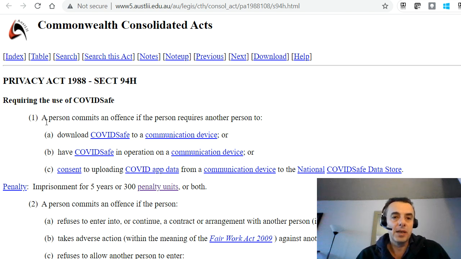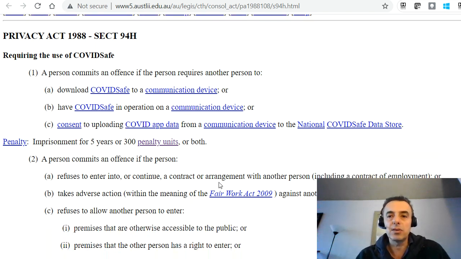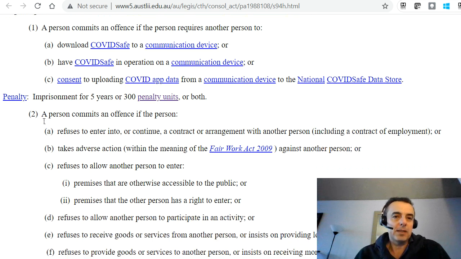Requiring the use of COVIDSafe. A person commits an offense if the person requires another person to download COVIDSafe to a communication device, or have COVIDSafe in operation on a communication device, or consent to uploading COVID app data from a communication device to a national COVIDSafe data store. Penalty is imprisonment for 5 years or 300 penalty units, which currently I think equates to $63,000.